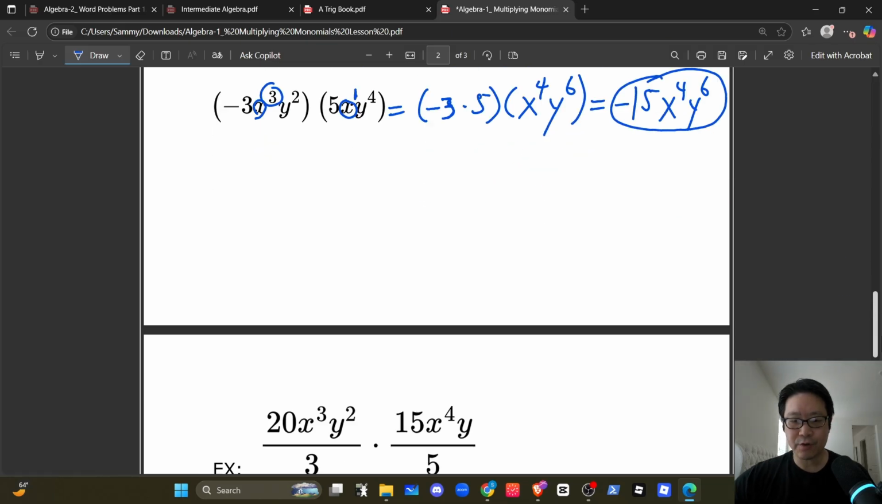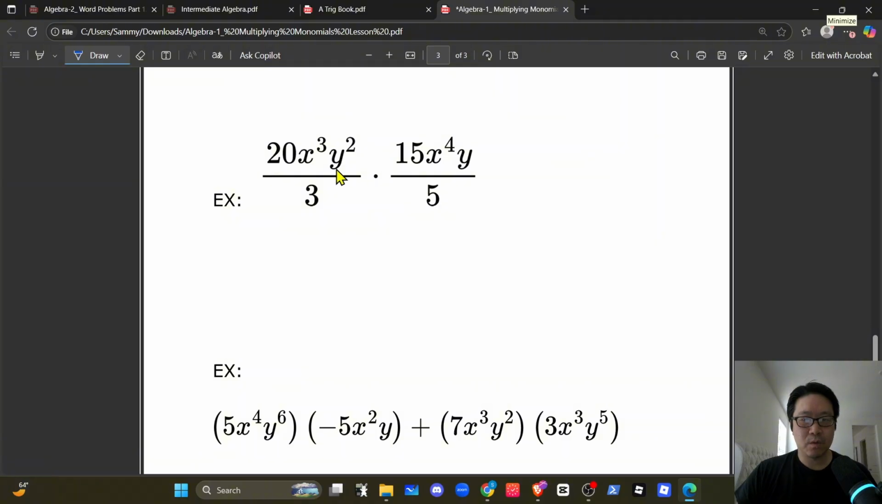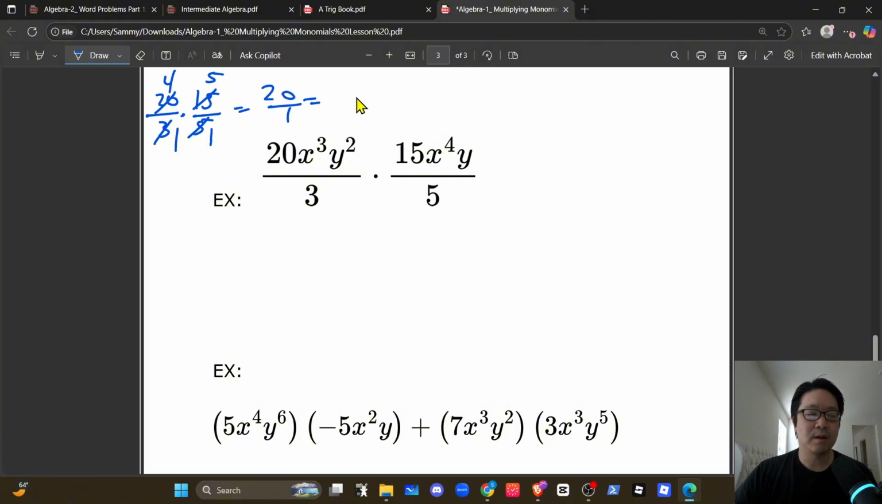Okay, let's try another example. The thing with fractions is you can use cross simplification. My recommendation is to separate out the integer coefficients from your variables, so it makes multiplying easier. So here you have 20 over 3 times 15 over 5. And you know that given this type of situation, you can cross simplify. So 5 goes into 20 four times, 3 goes into 3 once, and 5 goes into 15 three times... so you can just multiply across. 4 times 5 is 20 over 1, which is the same thing as 20.